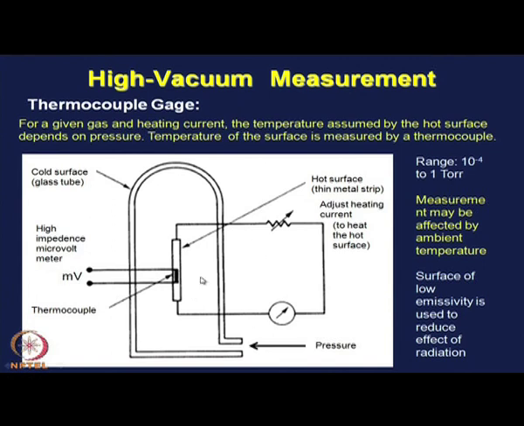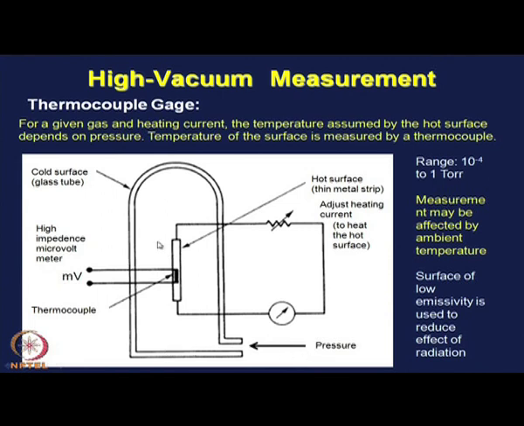This is a schematic of thermocouple gauge. For a given gas and heating current, the temperature assumed by the hot surface depends on pressure. So, this is what we just discussed. So, let us now first look at the construction of the thermocouple gauge. We have a glass tube which works as an enclosure. This is connected to the pressure source. So, this is the vacuum source.